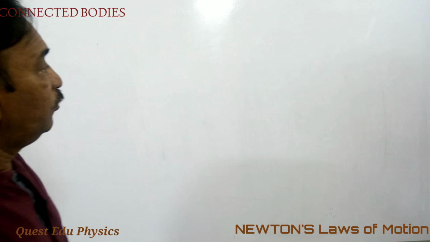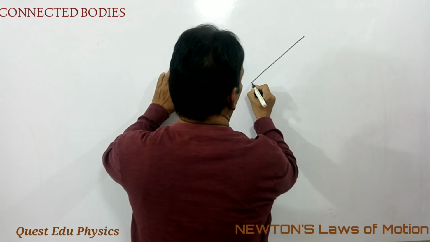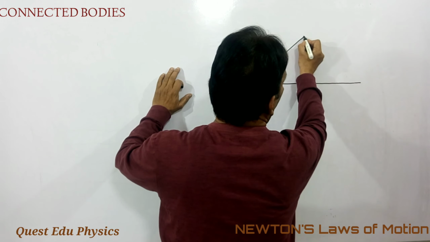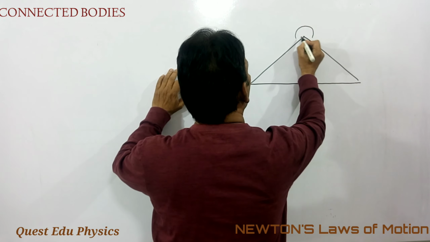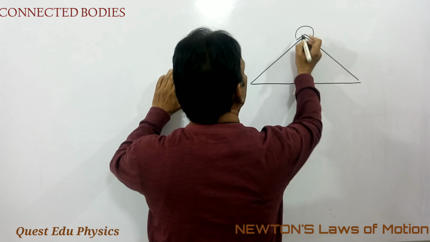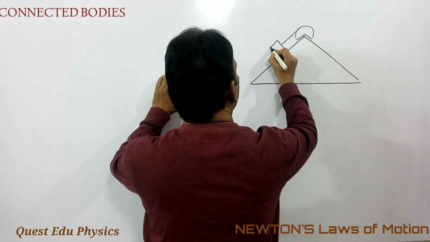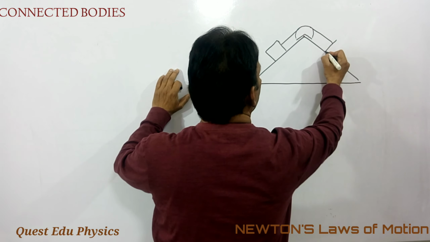Okay students, let's go with one more. Here let's say it's a wedge, okay, and we connected a pulley here, and a mass is connected in this way, and it is one more.